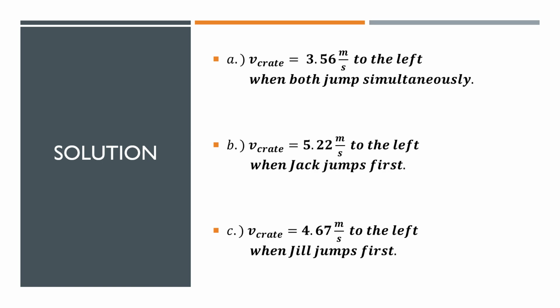In part B, we had to change our approach and break the problem down into stages. We saw that if Jack jumps first, the final recoil velocity of the crate will be much higher. It's 5.22 meters per second to the left instead. And then finally, in part C, we had Jill jump first instead, which resulted in a slightly lower final recoil velocity of 4.67 meters per second to the left. And all of these are, of course, applied to the crate.